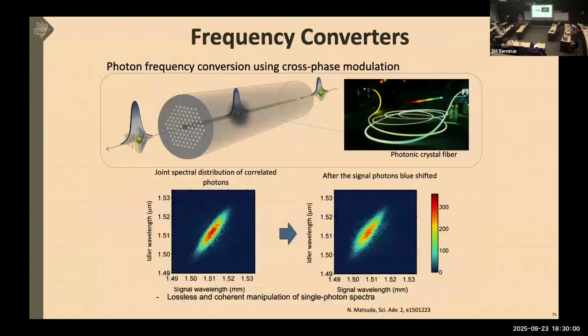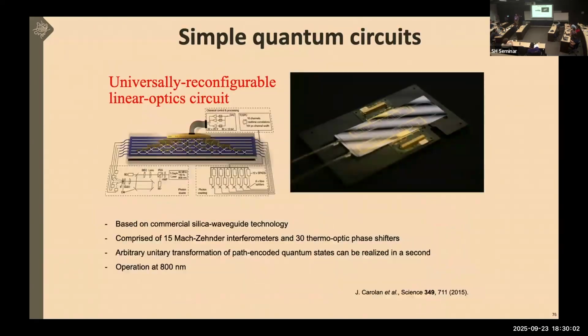So frequency converters, I do want to put up the sheer fact that I believe in a lot of our repeater systems, we will probably need some simple linear optical circuits, okay? If I can do things in linear optics without having to do processing in the memories, do it, okay? Just because if I can stop having to write into a memory, do something, write it back out of the memory again.